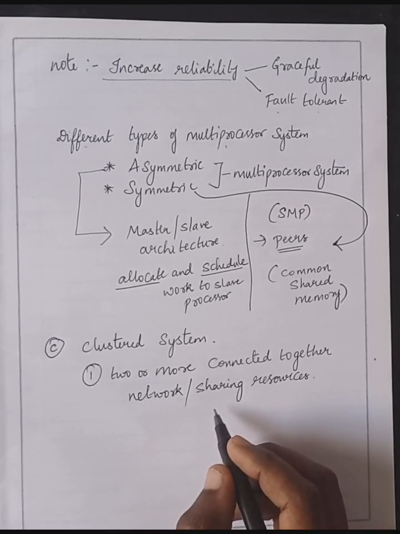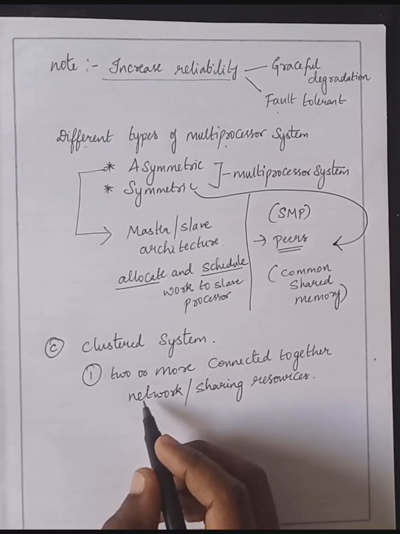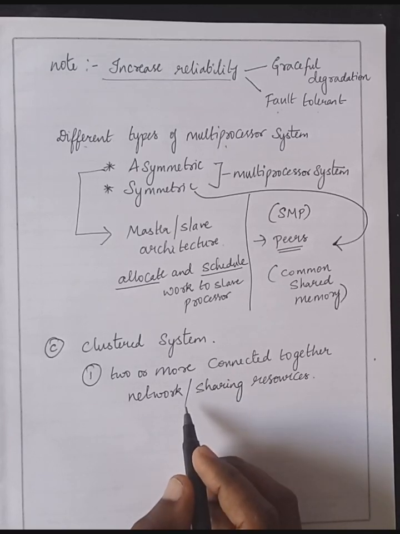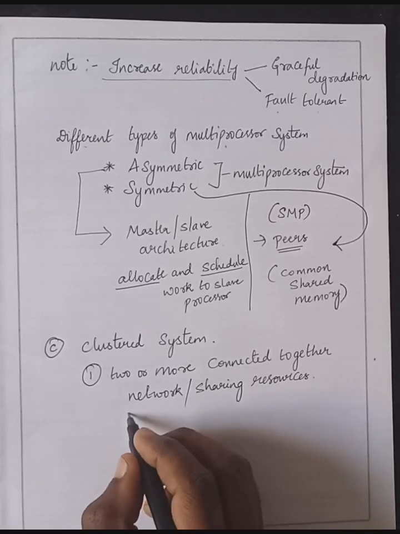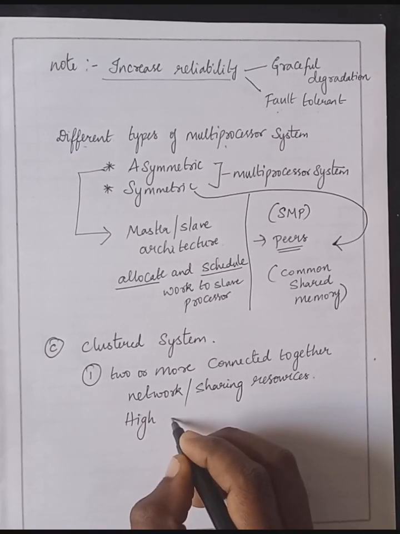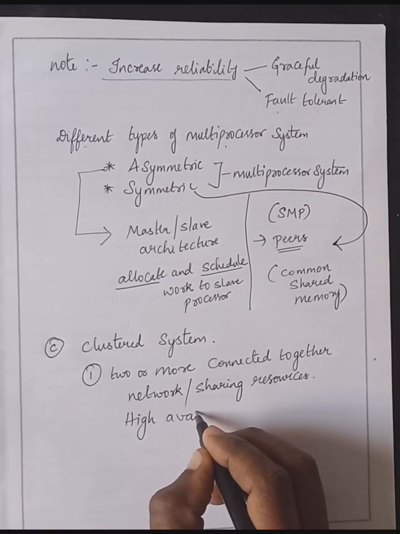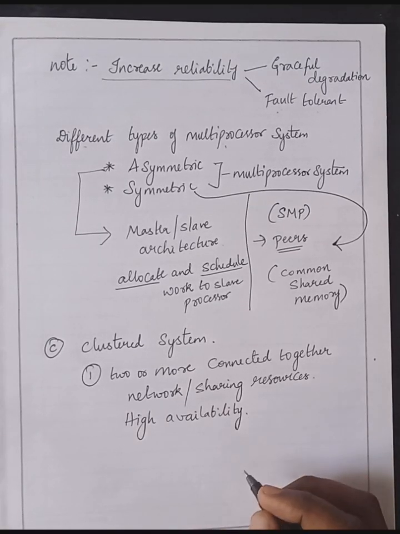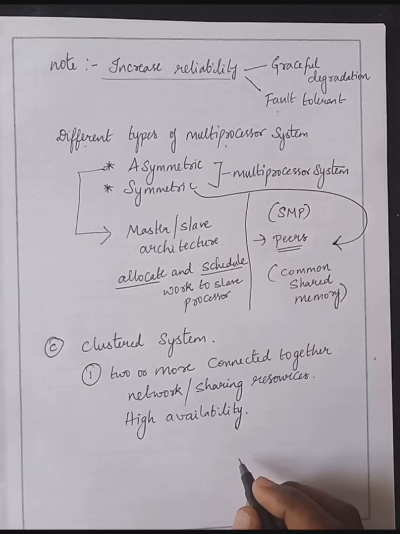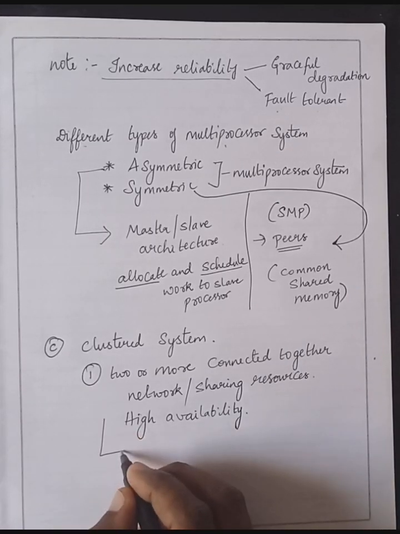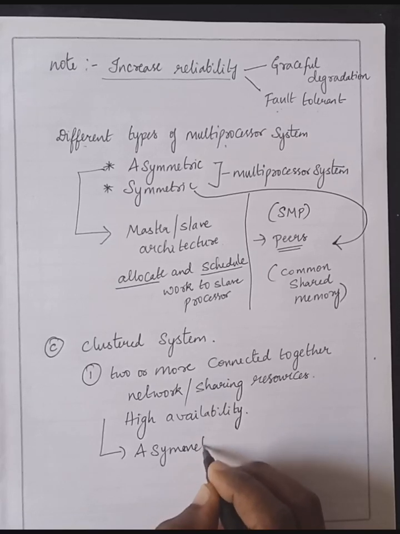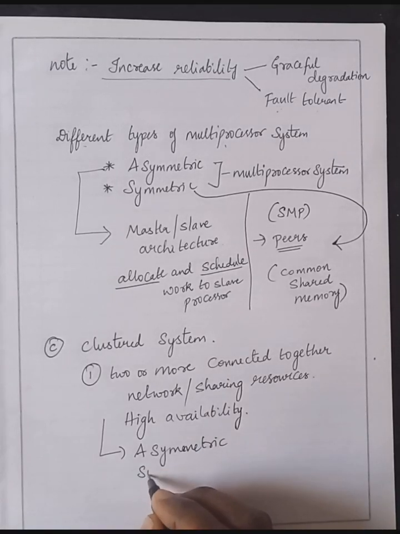If one part of the system fails in the cluster system, the service will continue. The advantage of this is high availability. Whenever cluster systems join and work as a team, there will be higher availability in general. Here also we have two types of clustering: asymmetric clustering and symmetric clustering.